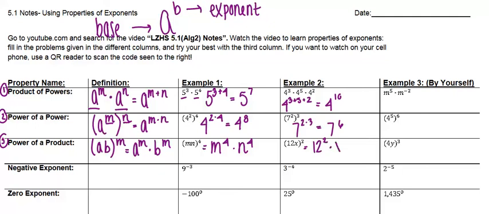Now, example 2 is going to be a little bit more tricky because I'm dealing with a number. So I can actually rewrite this as 12 to the power of 2 times x to the power of 2. And of course, we know that 12 to the power of 2 is equal to 144. So my final answer should be 144x squared.